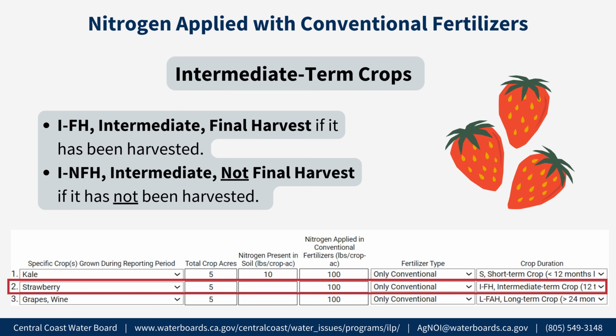For intermediate term crops like strawberries, report if the crop was harvested that year within the reporting period by selecting either IFH, Intermediate Final Harvest, if it has been harvested, or INFH, Intermediate Not Final Harvest, if it has not been harvested.